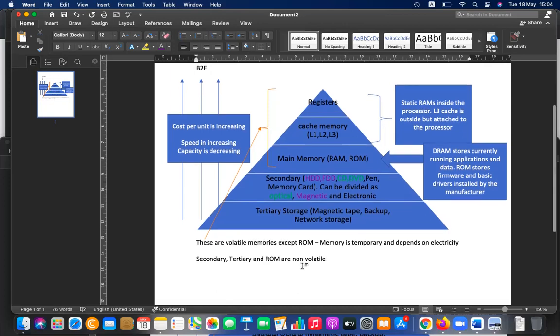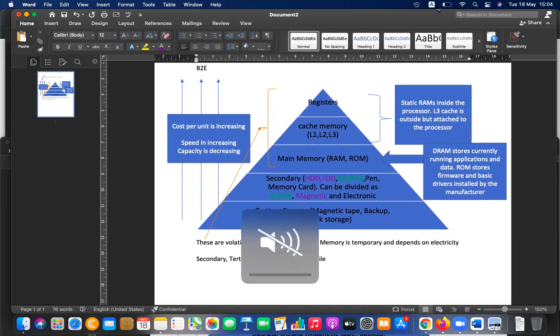Okay, this is the complete picture of memories. You can just write this down in your book. I'll further explain this, but first of all, please write it down. Okay, let me explain the process, right? I always use this example for my students.